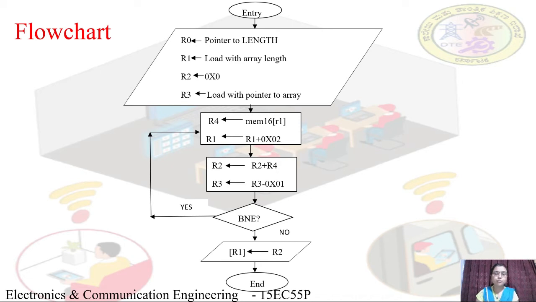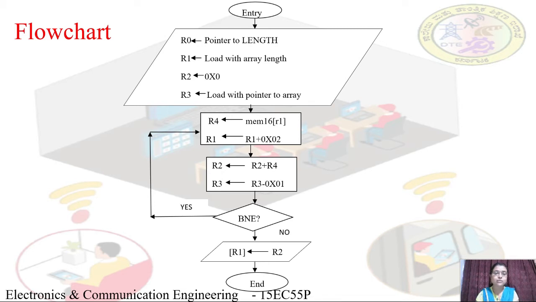Flowchart is nothing but a pictorial representation of the flow of the program. Here, how the program is executed can be represented graphically. So now we will see, this is the entry of the program, that is, the program is started. R0 is a register which is used to point to the length of an array. R1 is a register which is used to point to the array elements. So load with the array length.